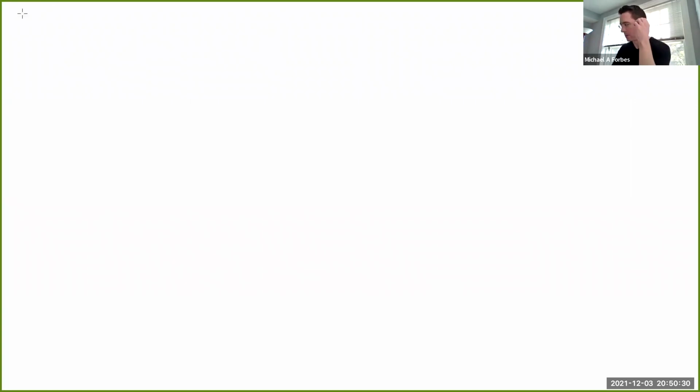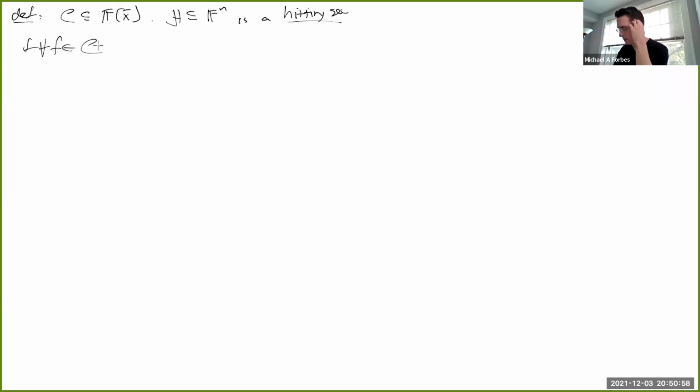Okay, so I want to elaborate a little bit more on the black box definition. Suppose that you have a class curly C of n-variate polynomials in x bar. We're going to say that curly H, which is a subset of n-tuples, is a hitting set if for all f in curly C, our class of polynomials, f is a non-zero polynomial if and only if f at alpha is non-zero for some point alpha in curly H.